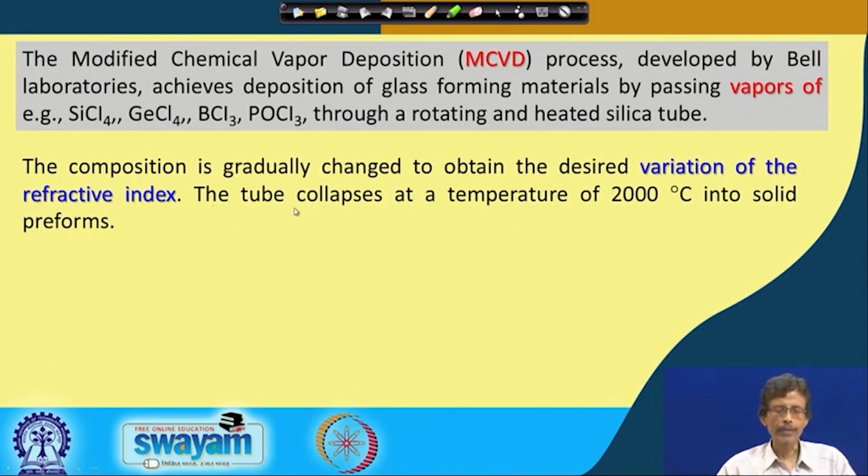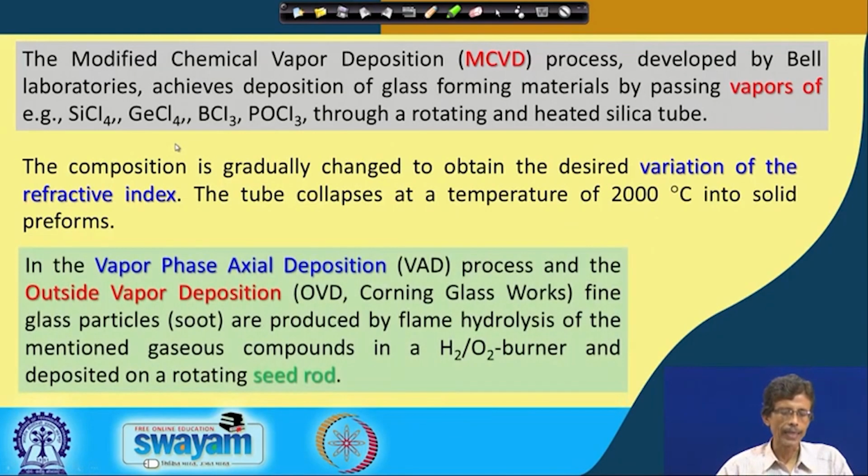When we obtain the final tube, the tube collapses at a very high temperature, in the range of 2000 degrees centigrade, into the solid preform, the solid material which can be obtained at the initial stage of your work. Another type of deposition, similar to MCVD, is known as VAD and then OVD.